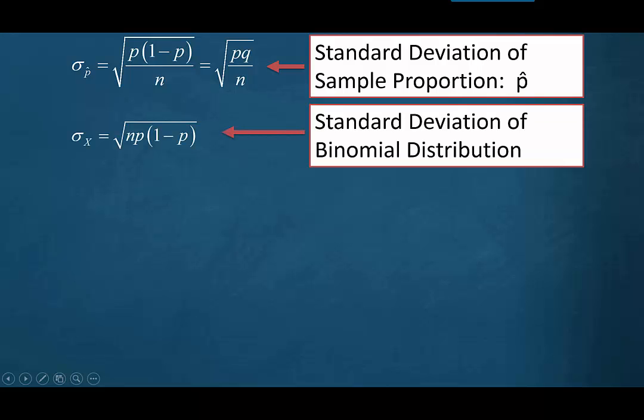Let's recall the binomial standard deviation. Sigma sub x equals the square root of np times 1 minus p. This also could have been summarized as npq. Let's look at a concrete example. I think this will make sense.